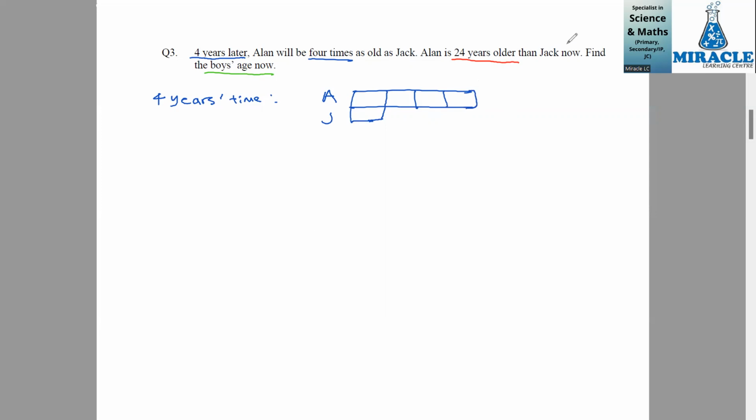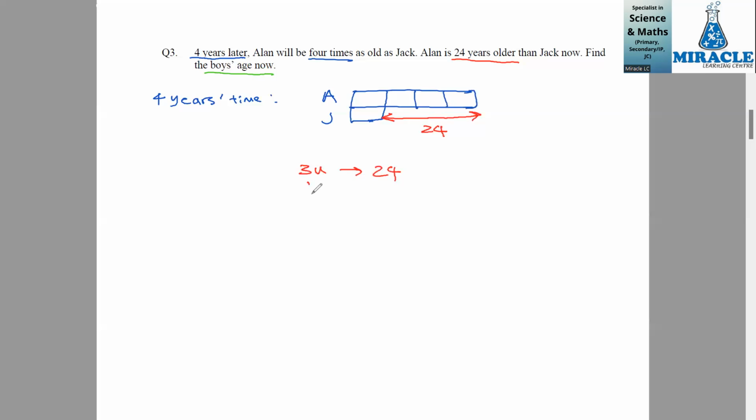So the thing about age is that everyone's age will increase at the same speed. So if Alan is 24 years older than Jack now, 4 years later, Alan is still 24 years older than Jack. So this is an identical difference question. So this difference here is 24. So from this model drawing, we can tell that 3 units actually represents 24.